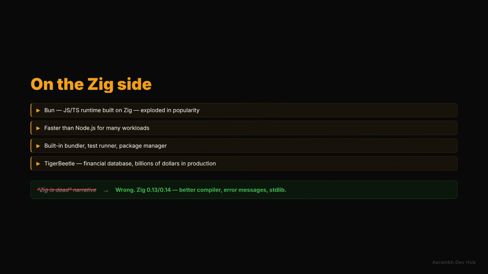TigerBeetle, a financial database written entirely in Zig, is processing billions of dollars in production. It is real-world proof that Zig can handle serious, safety-critical systems work. And that "Zig is dead" narrative that popped up in some corners of the internet, it was wrong. Zig versions 0.13 and 0.14 brought significant improvements to the self-hosted compiler, better error messages, and stronger standard library patterns.